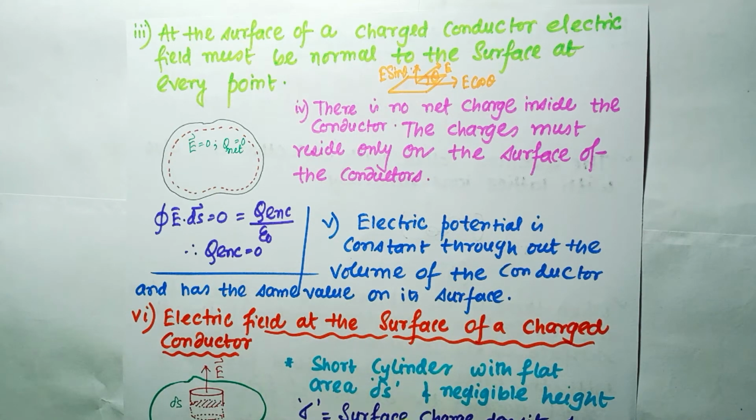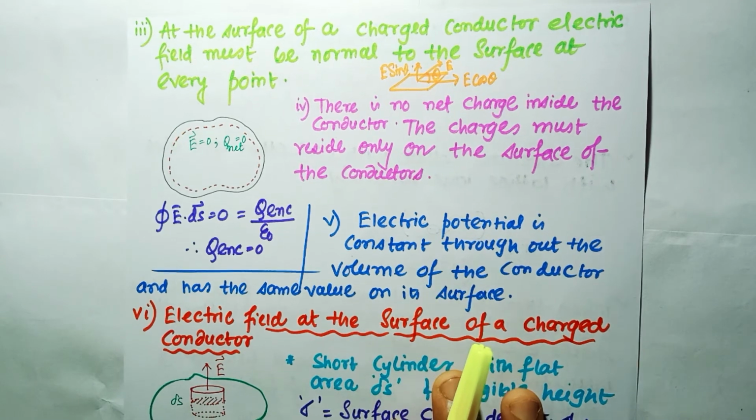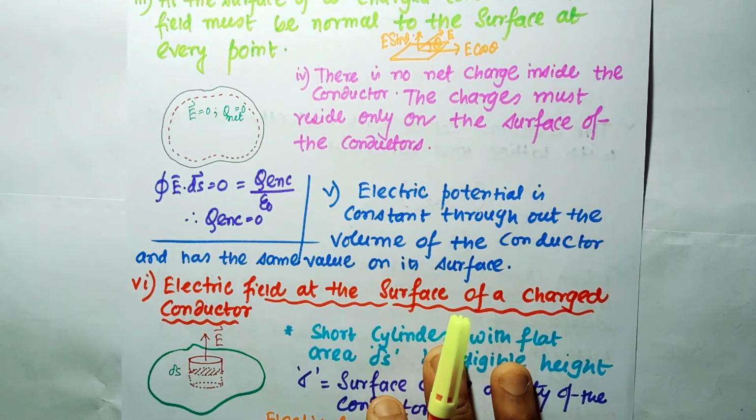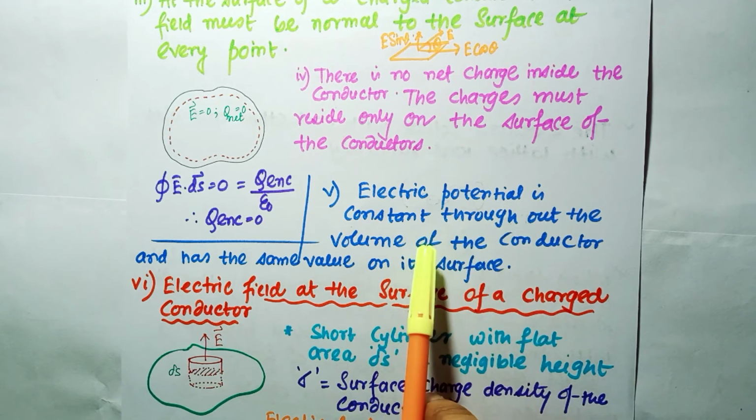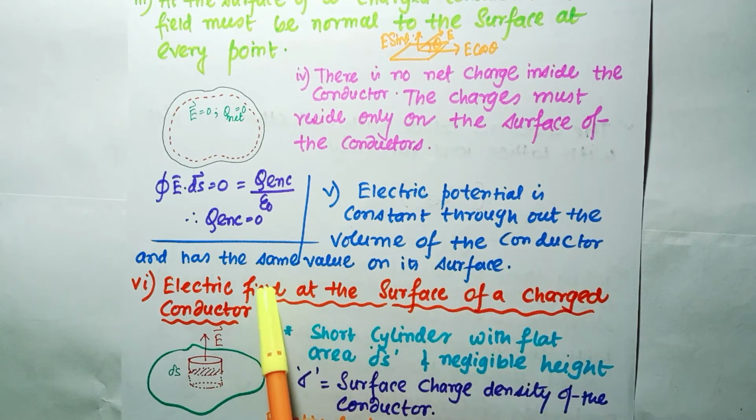So what is the value of the potential on the surface of the conductor? It is the same as inside the conductor. So the electric potential is constant throughout the volume of the conductor and also has the same value on its surface.